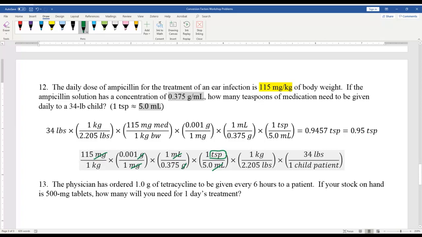Then pounds or kilograms of weight cancels out with kilograms of weight. Pounds has to cancel out with pounds, and so I needed to put the pounds on top. And then pounds cancels out, and I get patient. So this ends up being essentially the 0.95 teaspoons, or 1 teaspoon, per child.